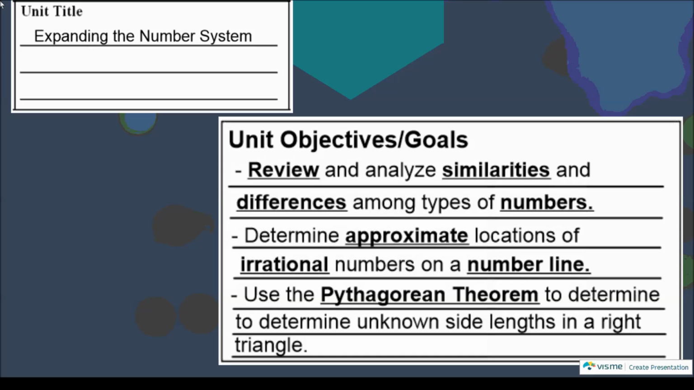Now this last one's kind of weird, so we're going to practice saying this word before we actually say it. I want everyone to repeat after me. Say Pythagorean. One more time. Say Pythagorean. Say theorem. Okay, let's put it together. Pythagorean theorem. Alright, so when we get to those two words, you guys are going to say them. Ready? Use the Pythagorean theorem to determine unknown side lengths in a right triangle. Alright, so let's move on and let's get started.